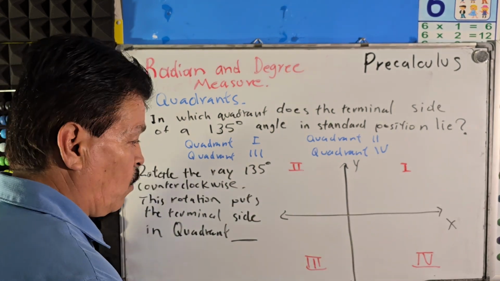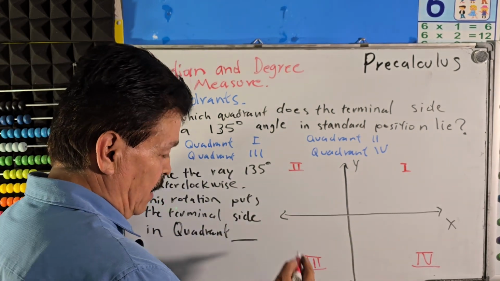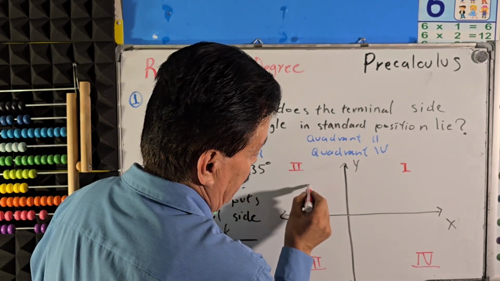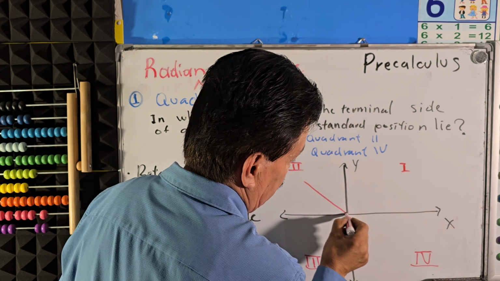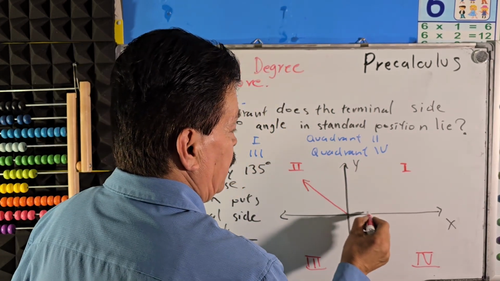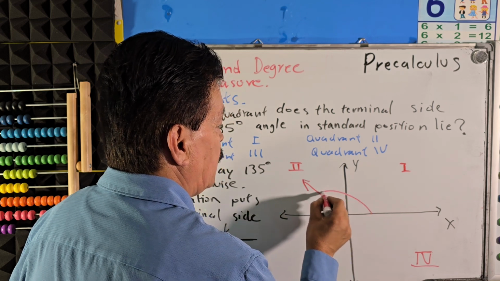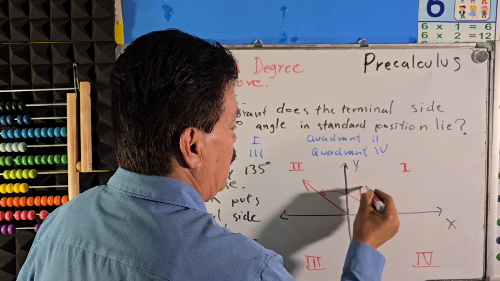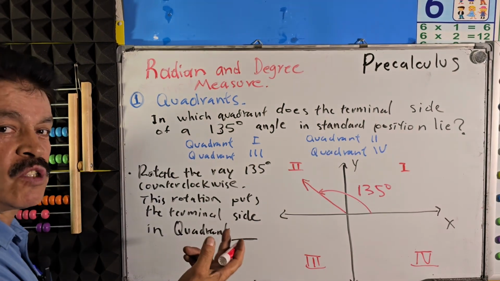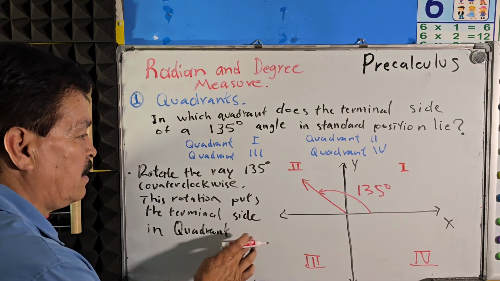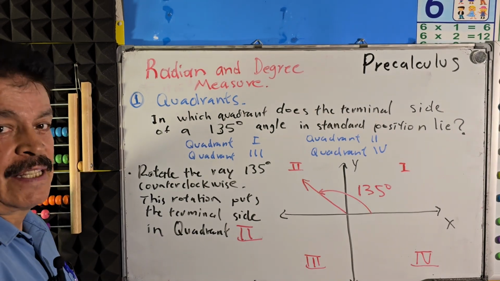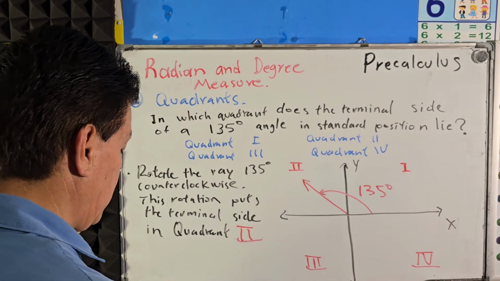So we have 135. 135 is like this. I will make the picture right here, and this angle is running like this, 135 degrees. So now you have the answer. In which quadrant is it? Quadrant number 2. See? That's the solution. Very easy.